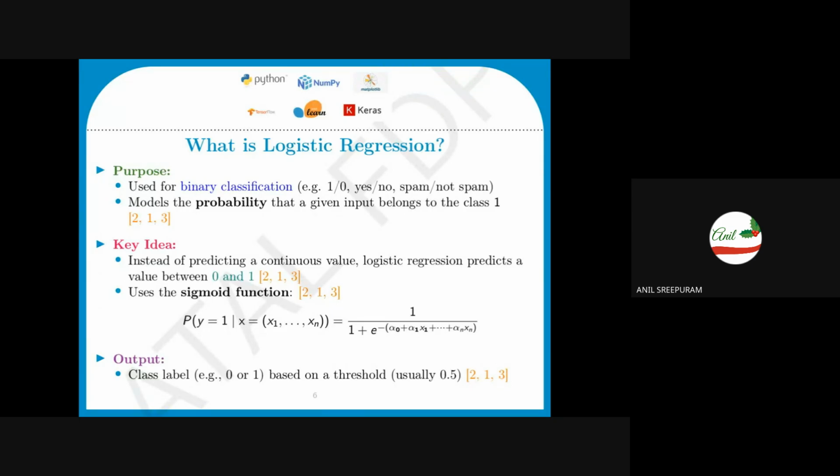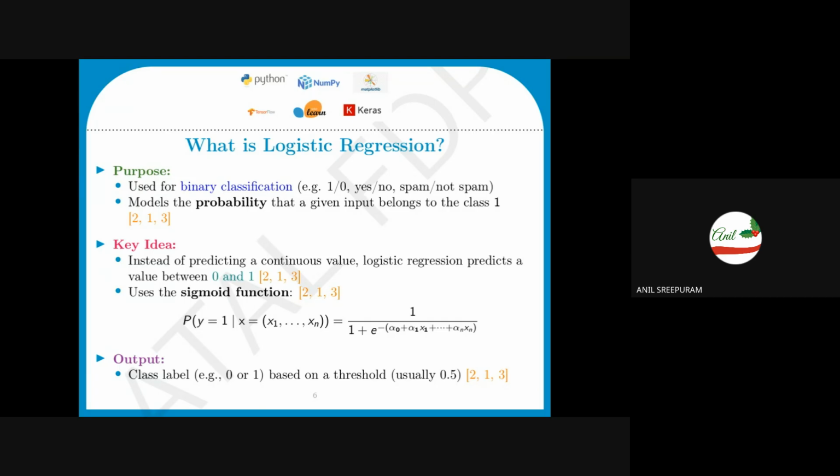Instead of predicting a continuous value, it predicts a value between 0 and 1. And what is that value? That value is the probability that your y, or class, is equal to 1, given the features x1 to xn. Here x1 is the uric acid value, x2 may be the eosinophilia value, and x3 may be the ESR value. There are three features, and accordingly your y is arthritic: 1 means arthritic, 0 means not arthritic. That's one example.